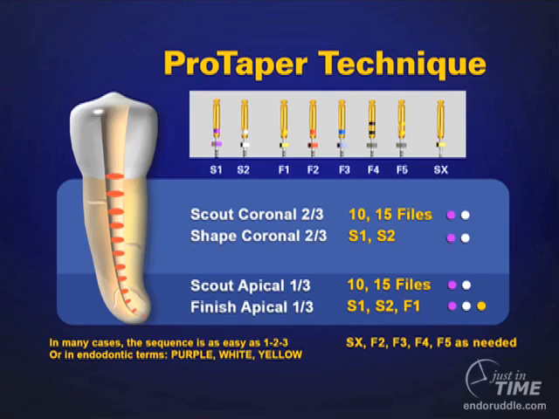If you gauge with a 2002 hand file and it's snug at length, the shape is done. If you gauge with a 2002 hand file and the file is loose at length, it simply means that the foramen is bigger than the F1 file. And you can see that we have the F2, the F3, the F4, and the F5, and they can be used as needed based on the case.